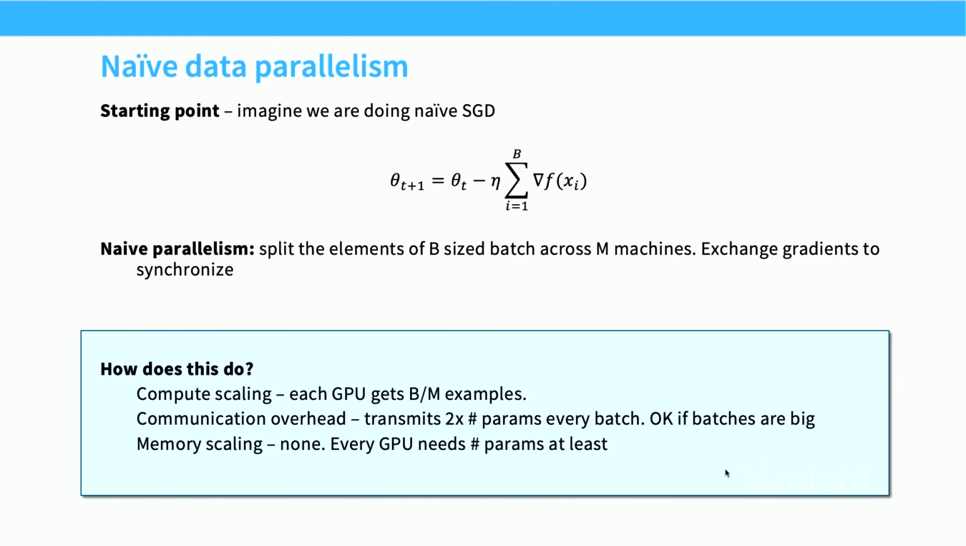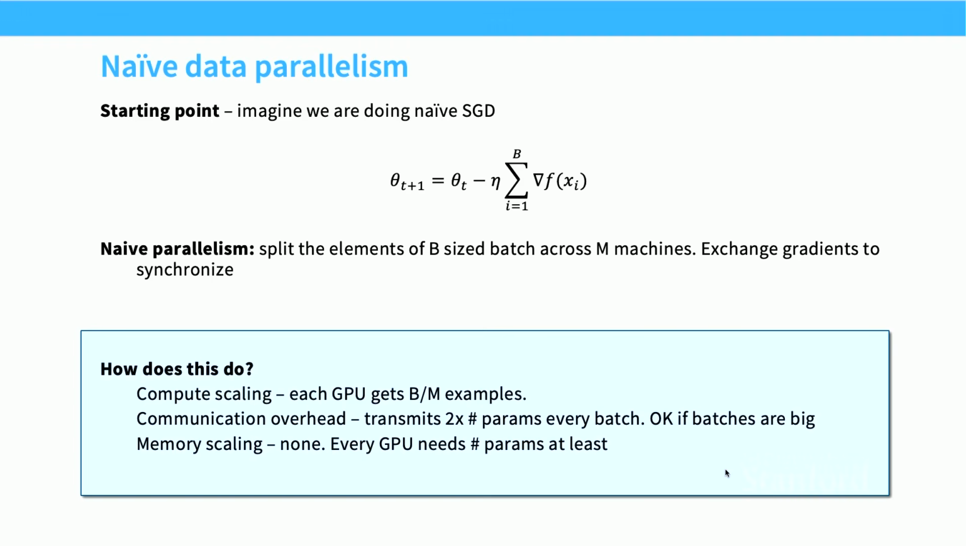Okay, great. So compute scaling wise, this is perfect, as long as there's enough examples per GPU. Communications overhead: how much do we have to talk to each other? Well, every batch, we basically have to communicate 2 times the number of parameters, because I have to communicate my gradients back and forth.